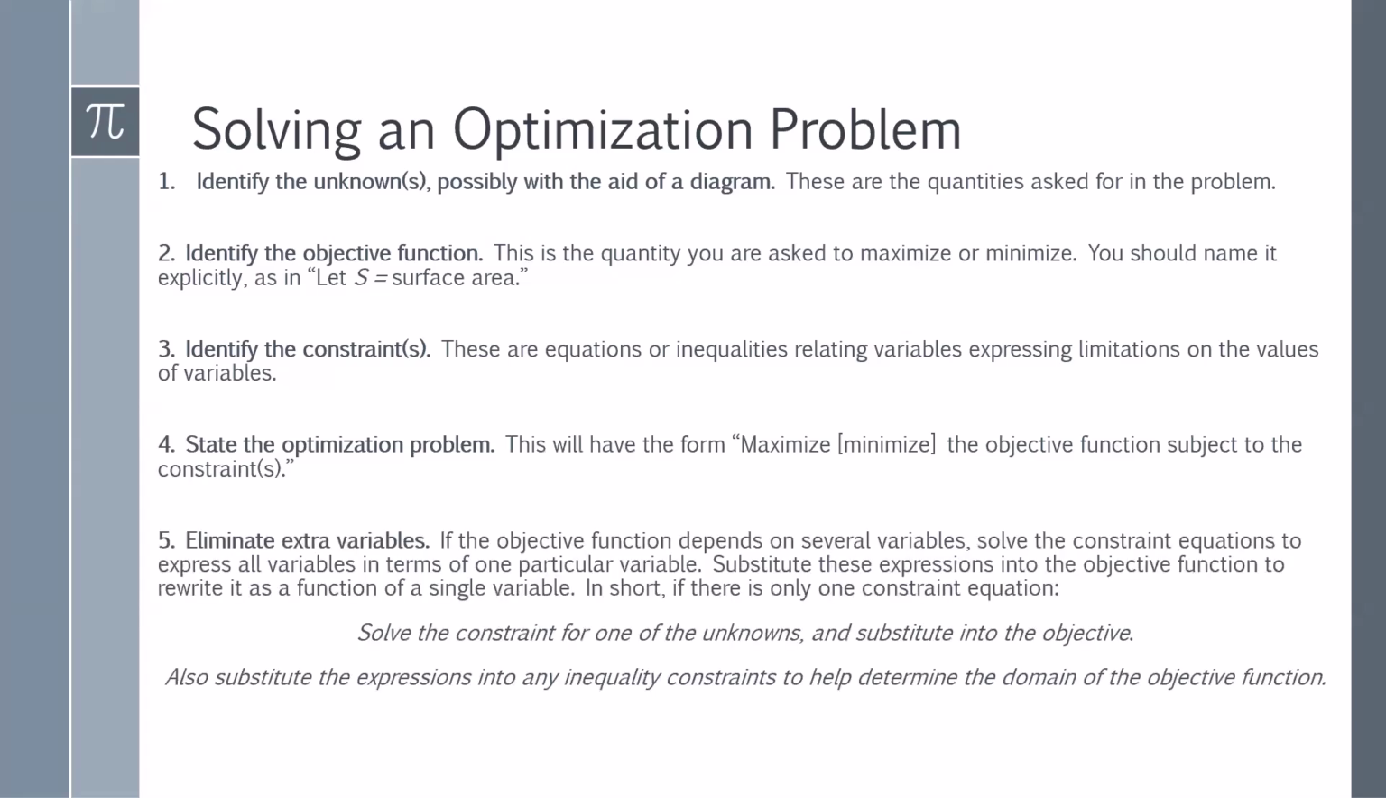We then want to eliminate extra variables. If the objective function depends on several variables, solve the constraint equation to express all variables in terms of one particular variable. Substitute these expressions into the objective function to rewrite it as a function of a single variable. In short, if there is only one constraint equation, solve the constraint for one of the unknowns and substitute into the objective. Also, substitute the expressions into any inequality constraints to help determine the domain of the objective function.